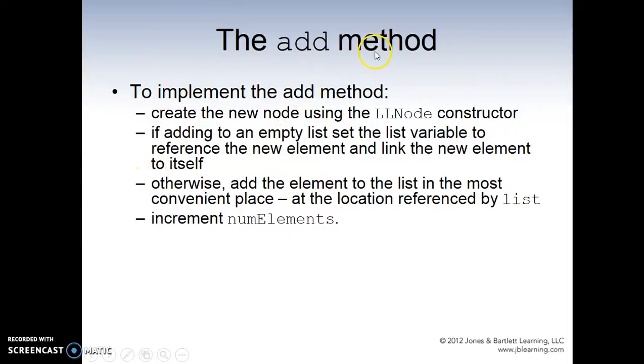Now let's look at add for circular linked list. Once again, create a new node. And if the list is empty, then we're going to set the list to the new node. And also, this is a circular linked list.